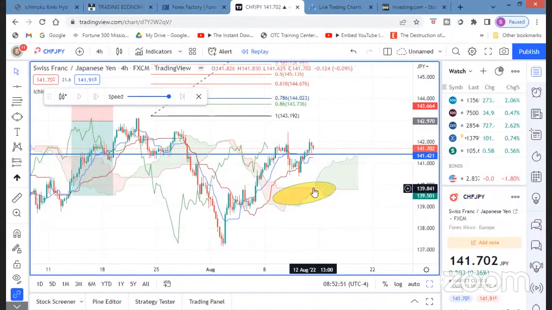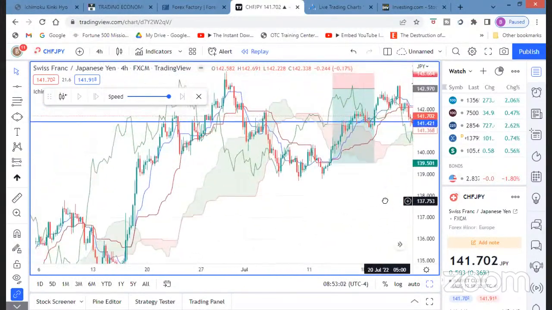Look at that. Look at that. That didn't come through very good, but yeah. Look at your Kumo twist happening.